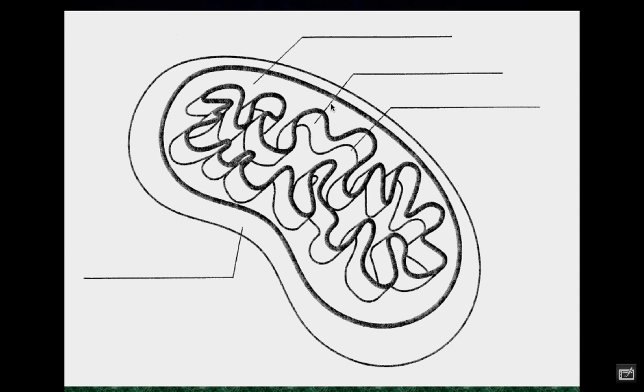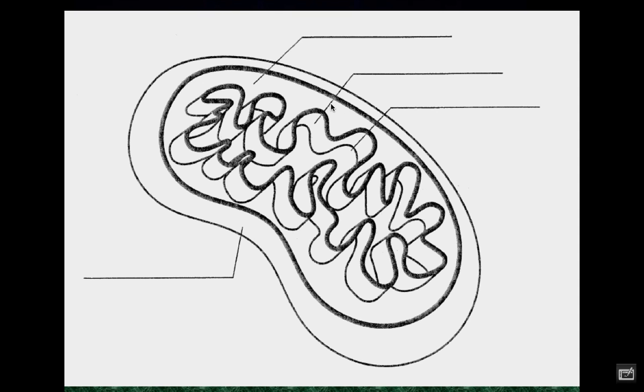In plant and animal cells, the final stages of cellular respiration take place in mitochondria. A mitochondrion has two membranes. The inner membrane is folded up inside of the outer membrane. The space between the inner and outer membranes is called the intermembrane space. The space inside the inner membrane is called the matrix.